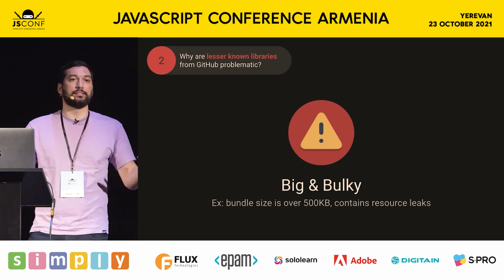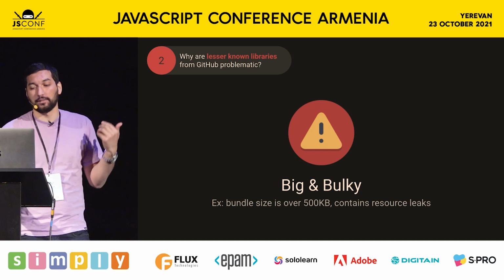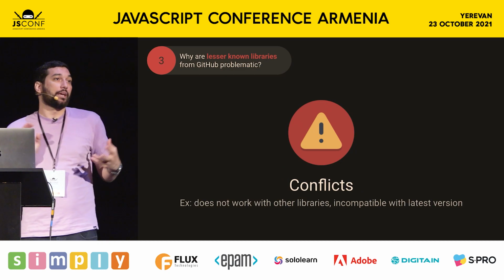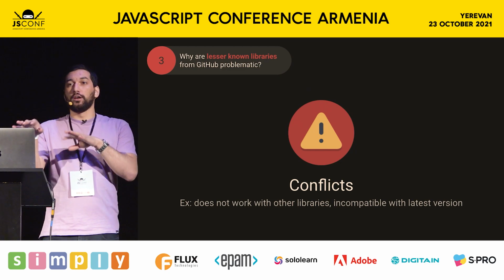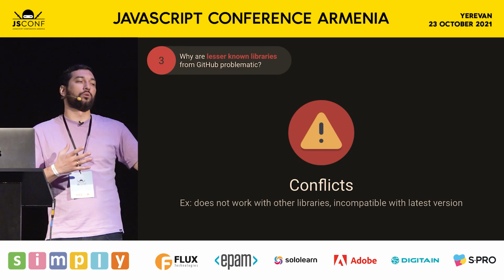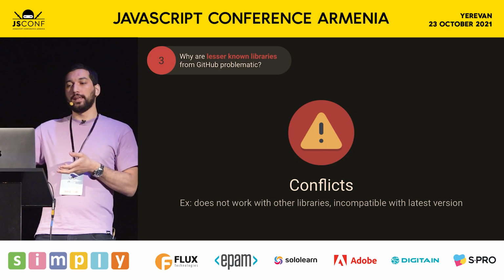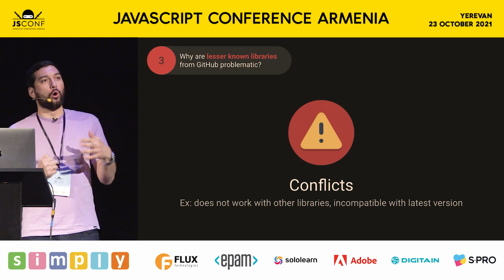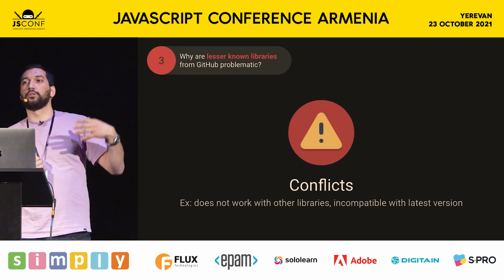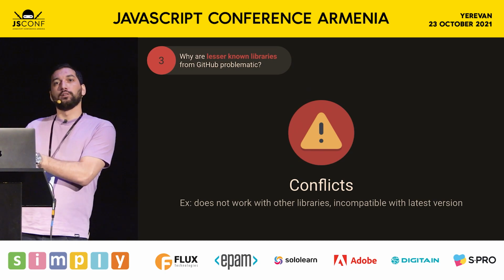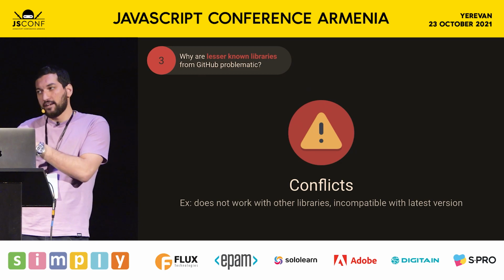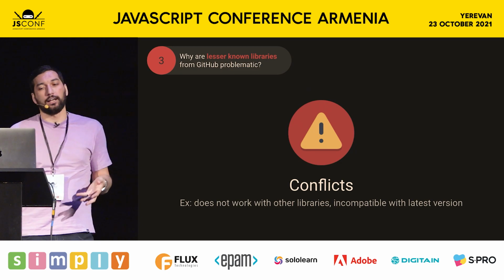Some things still persist and you're clogging your memory. So that's a big problem. And another big issue is with conflicts. That small library could not work with what you're already using, or it could be a problem when you want to upgrade to the next version of Angular, Vue, React, or whatever, and that small library has not been updated. It may never be updated, so you're kind of stuck.